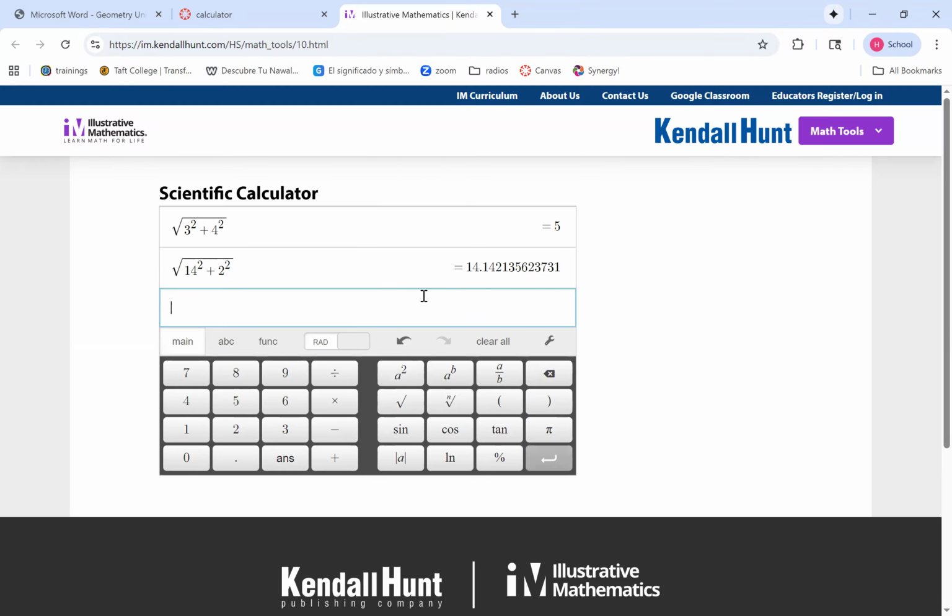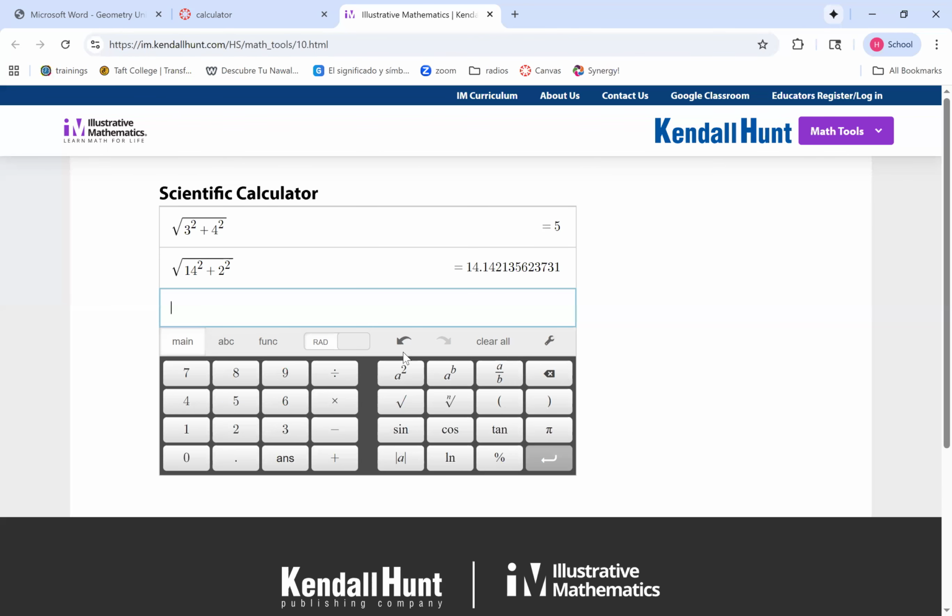Okay, so now it gave me a long decimal. Whenever we have a decimal, and even though the instructions don't say anything, like where to round, we're always going to try to round it to 2 decimal places. So 2 decimal places, okay? Round it to 2 decimal places. So I see here 14.1421.